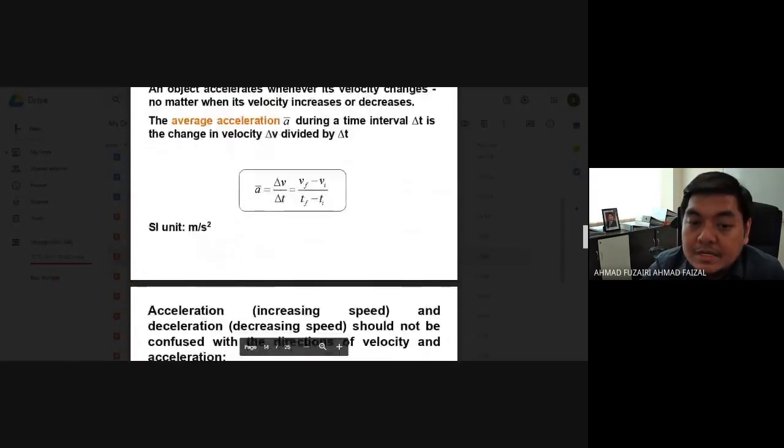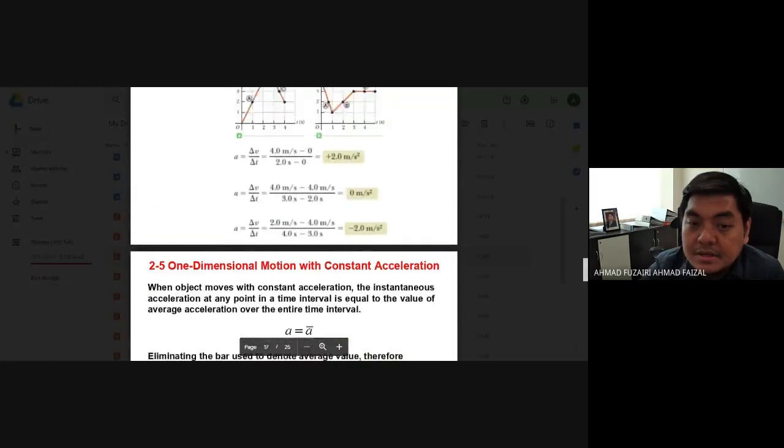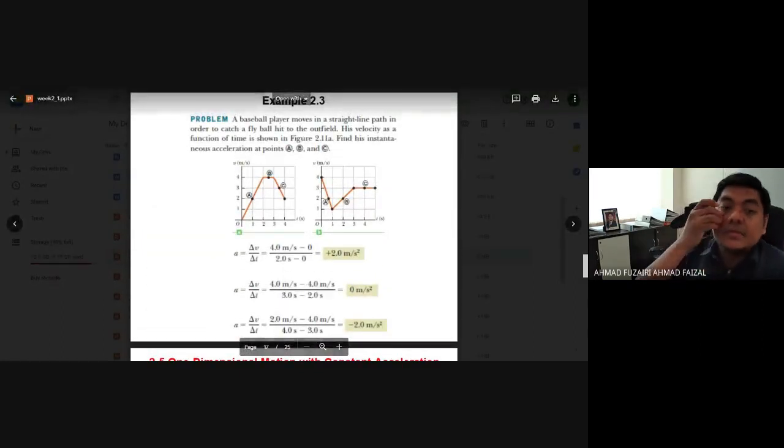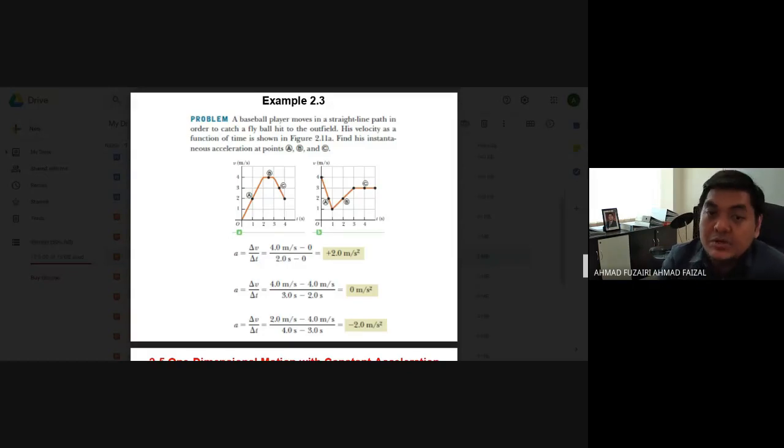Okay. So actually adalah beberapa ni lah. Ni contoh acceleration. Okay, but acceleration tengok dia gunakan graph V versus T. Sebab apa dia guna graph V versus T? Sebab dalam graph V versus T, slope equivalent to acceleration. Directly cakap. A baseball player move in a straight line path in order to catch a fly ball hit to the outfield. His velocity as a function of time is shown in the figures. Find his instantaneous acceleration at point A, point B, and point C.